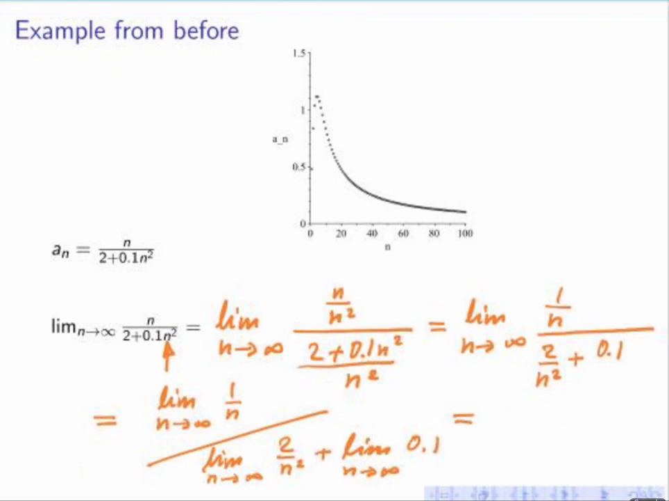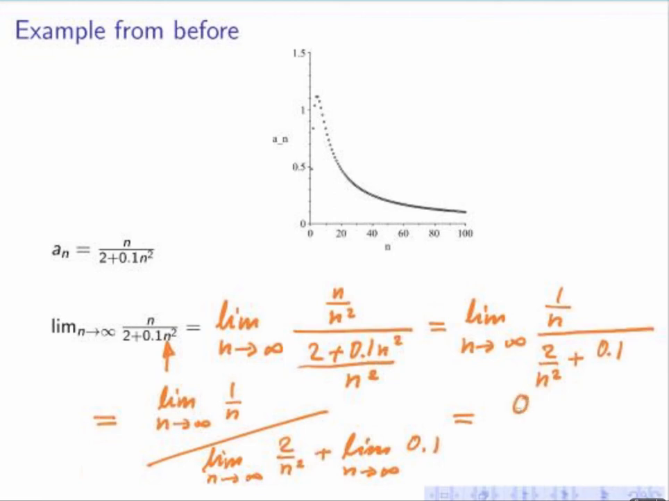I'm running out of space, but this will be enough, because the limit as n goes to infinity of 1 over n will go to 0. Right? 1 over a really, really big number goes to 0. The limit as n goes to infinity of 2 divided by n squared also goes to 0. This in fact was the very first example of the slides. This goes to 0. And the limit as n goes to infinity of 0.1 will be 0.1.